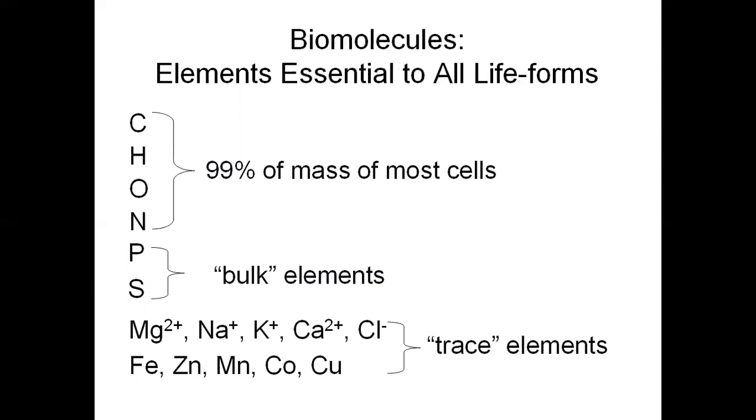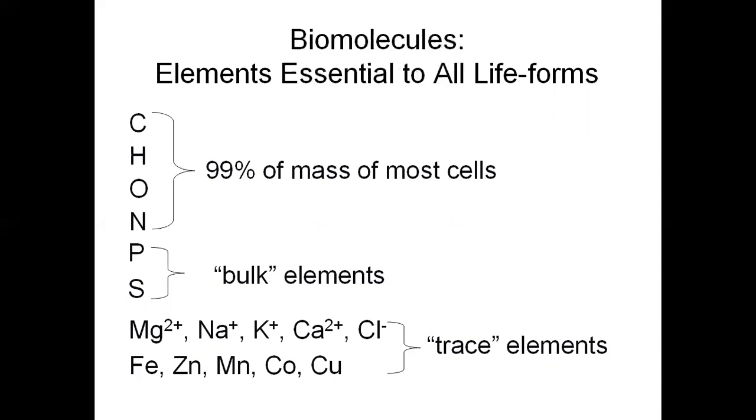There are also trace elements, which I characterize slightly differently than figure 1.4 of your book. I would break these trace elements into fixed charge ions, most notably magnesium, sodium, potassium, calcium, and chloride, as well as variably charged metal ions, including iron, zinc, manganese, cobalt, and copper. Recall from freshman chemistry that iron can be either a +2 or a +3 oxidation state, whereas copper can be either +2 or a +1 oxidation state.